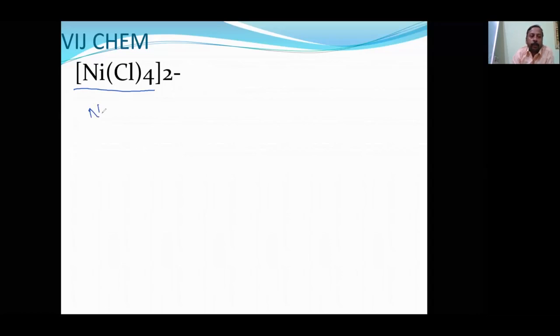So here the central metal ion is nickel. Nickel's atomic number is 28. First of all, you should write the nickel electronic configuration. Helium, neon, argon. That means 18 electrons I have already written.